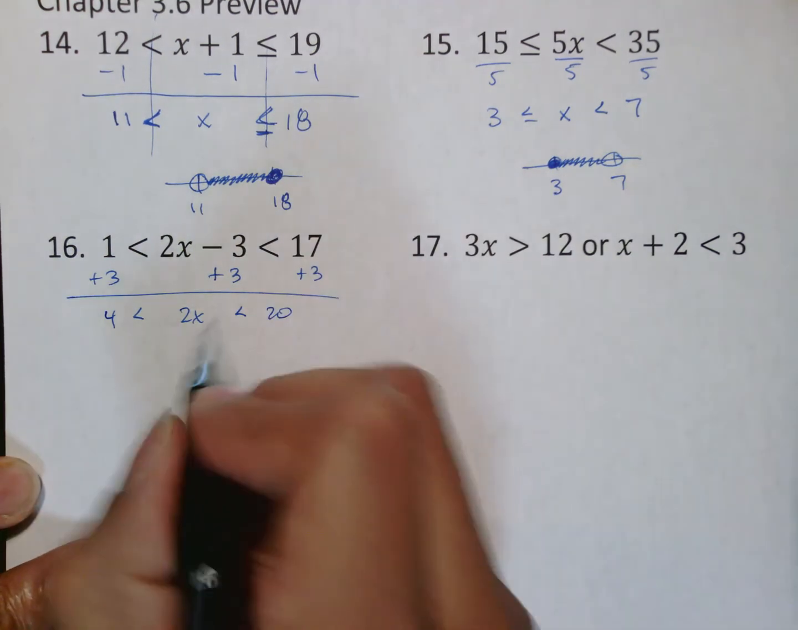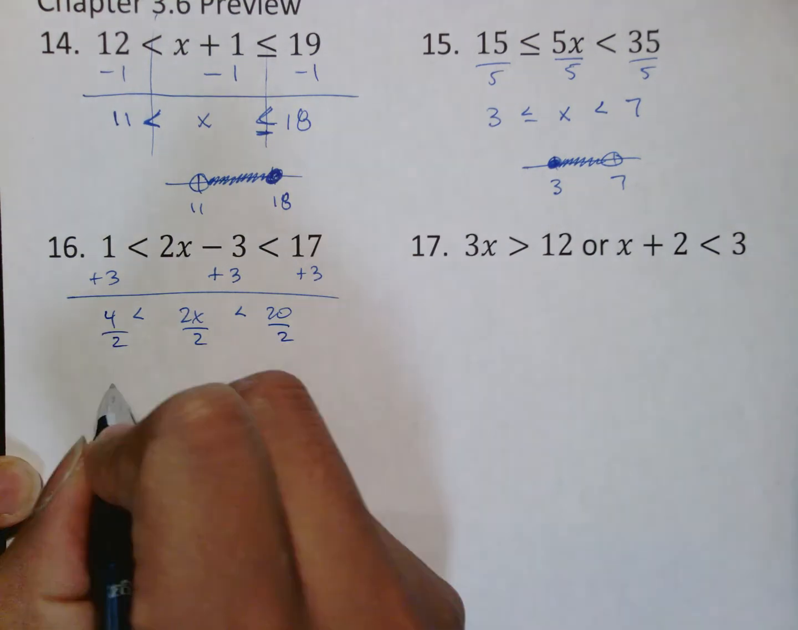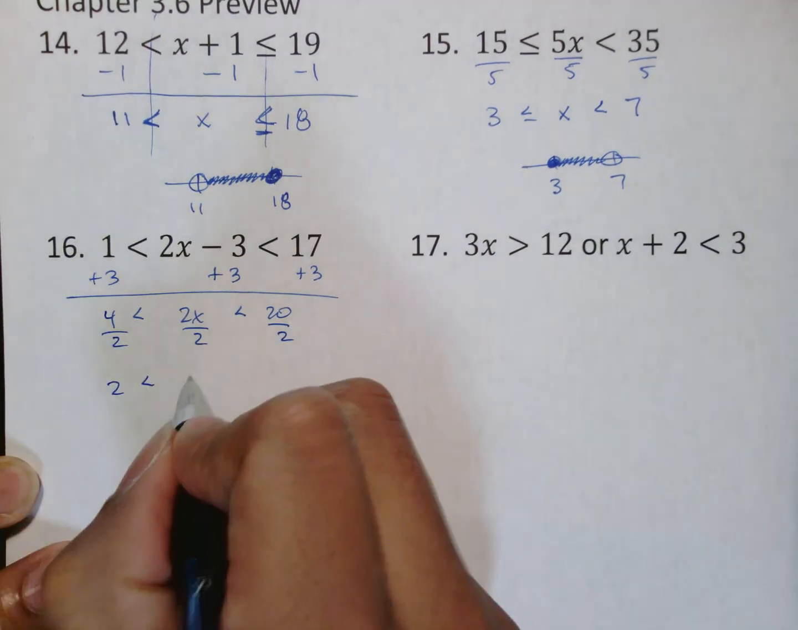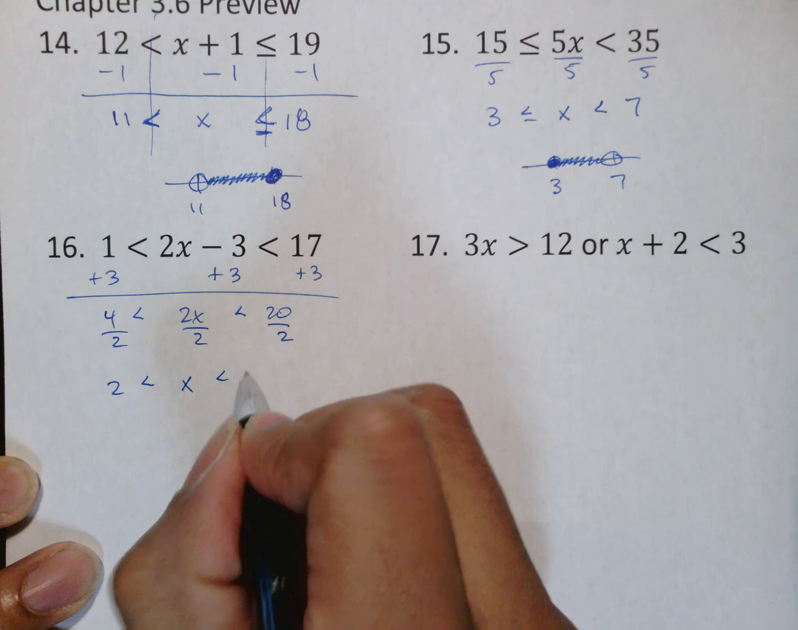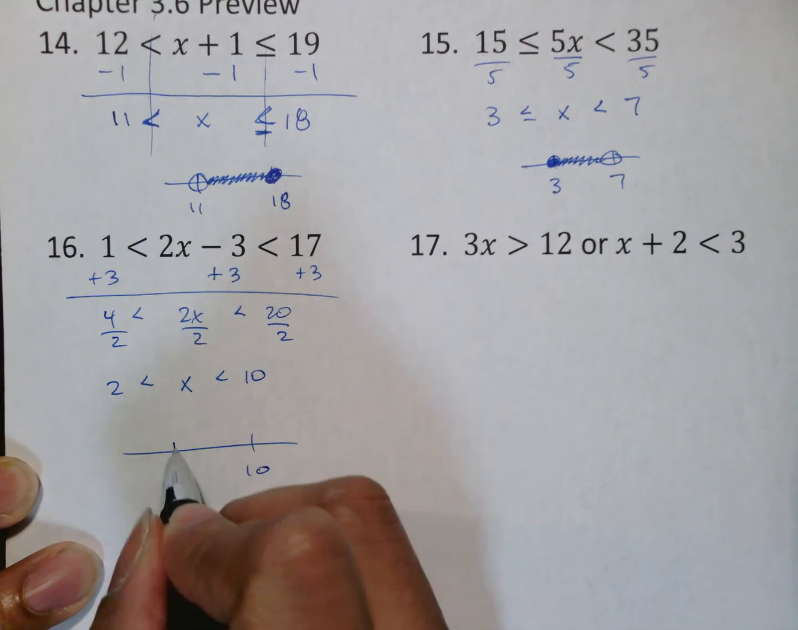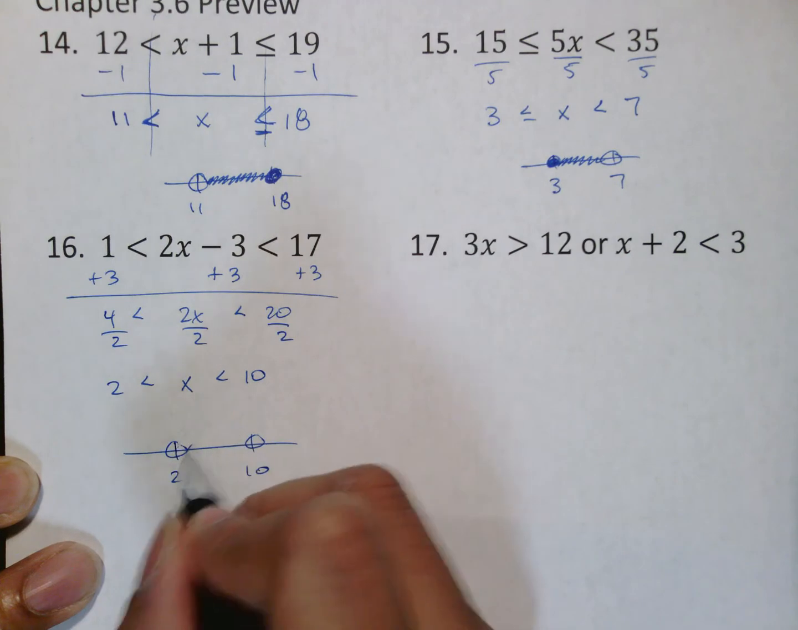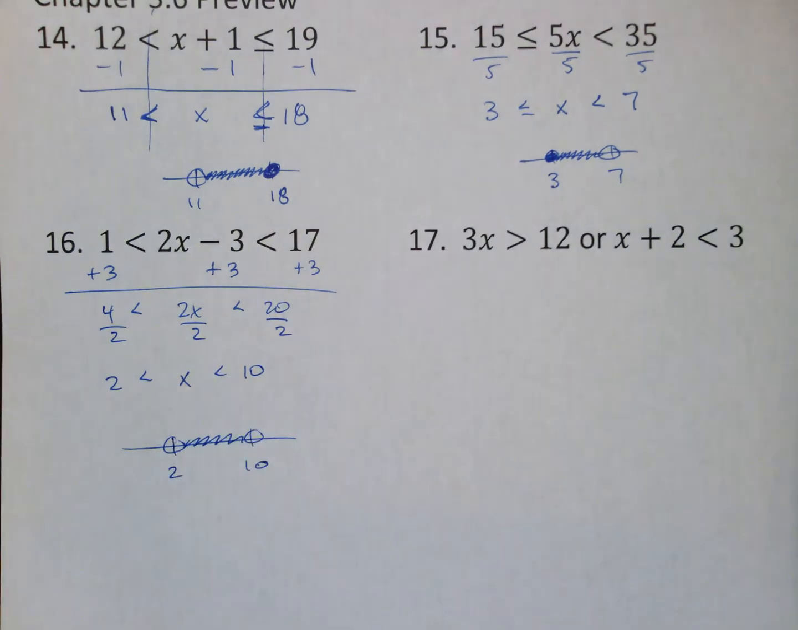You now want to get rid of the 2. Again, the solving steps are the same. Divide by 2. You get 2. Keep the sign. X. Keep the sign. 10. Open for 2. Open for 10. And again, because x is in the middle, that's where you shade.